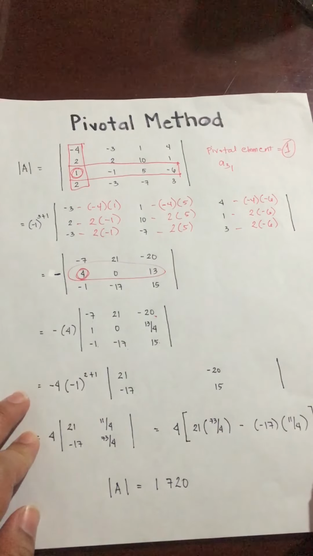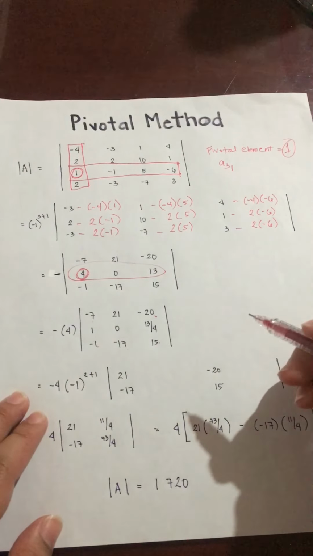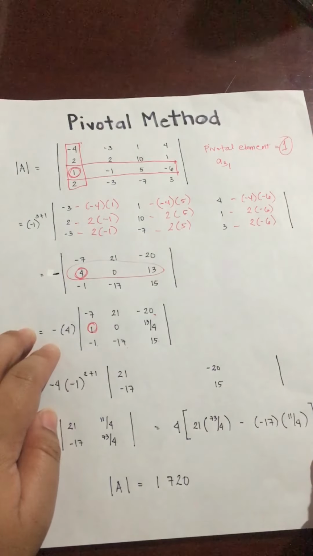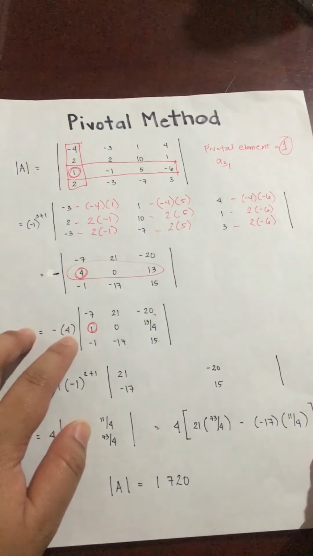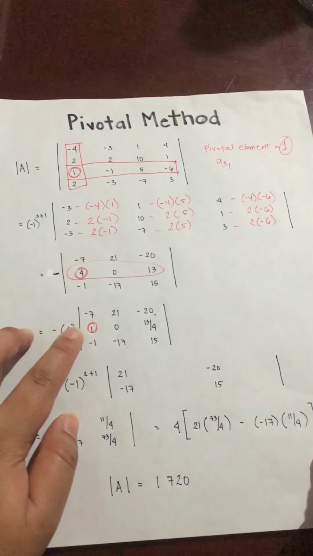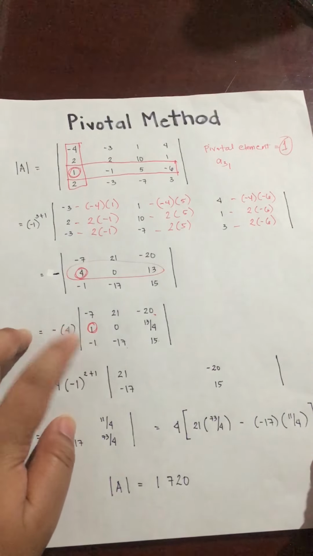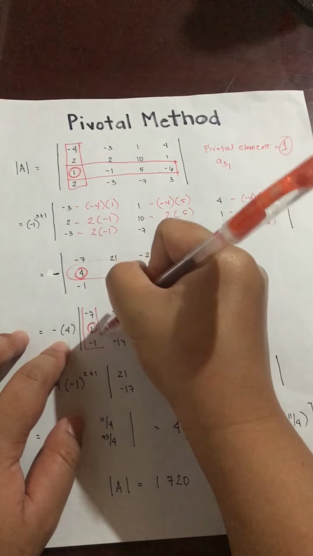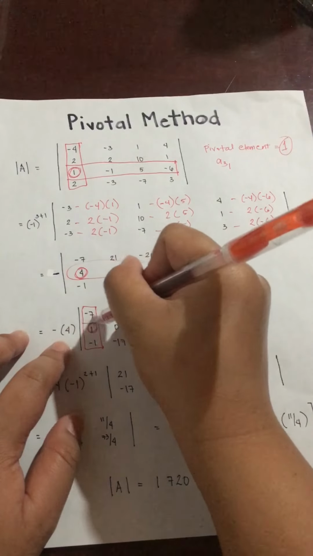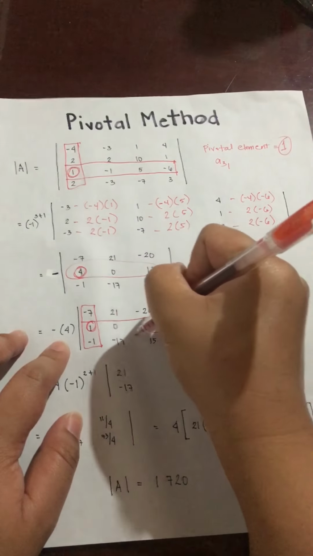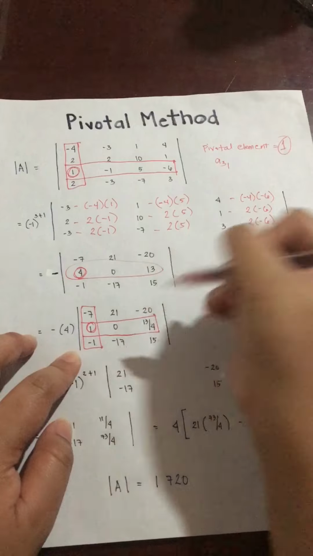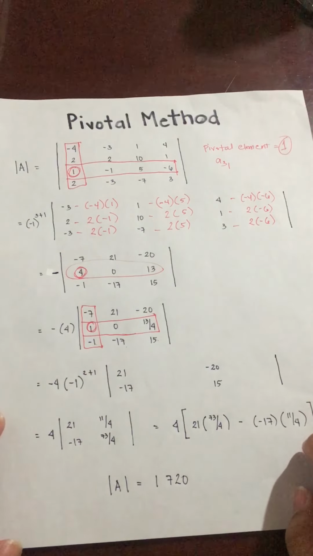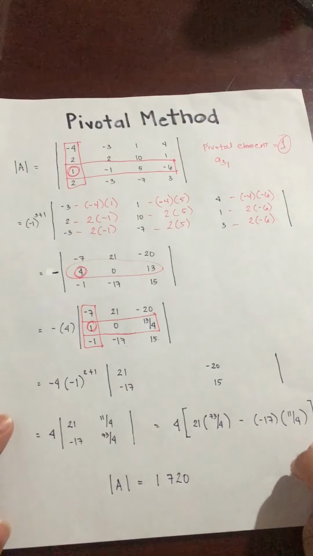After factoring out, mapapansin nyo, meron na tayong pivotal element, which is here. We have to cross out the rows and column na included yung ating pivotal element. So, i-cross out natin yung column here and its row. After crossing it out, we will now proceed to our next step, which is writing its solution.